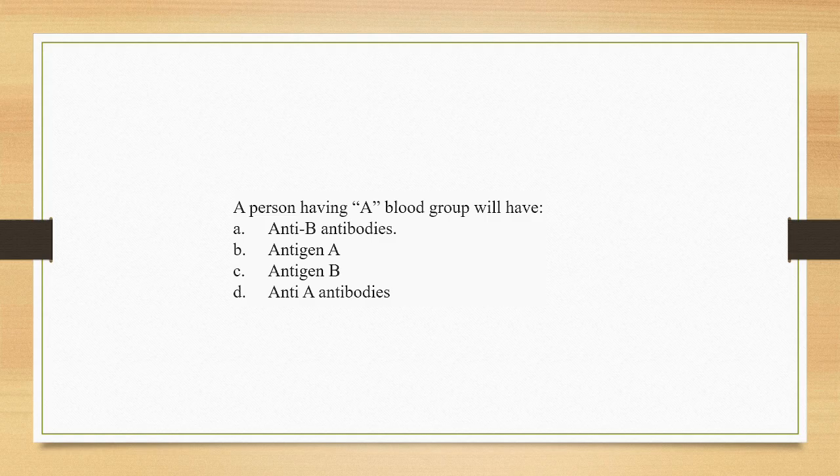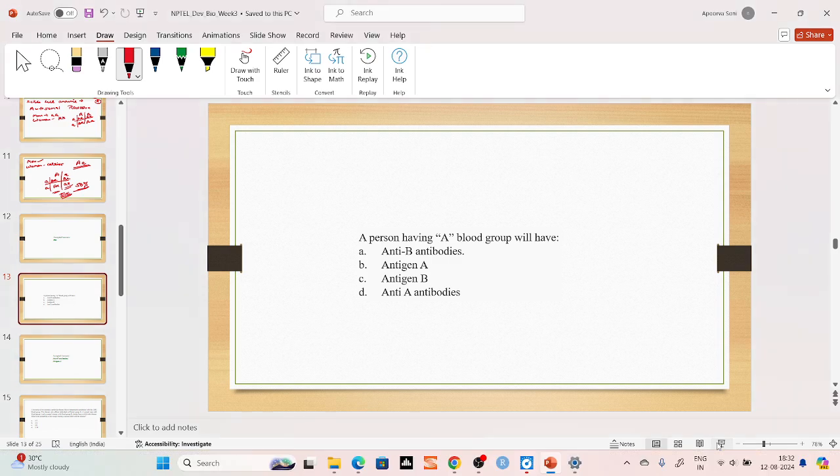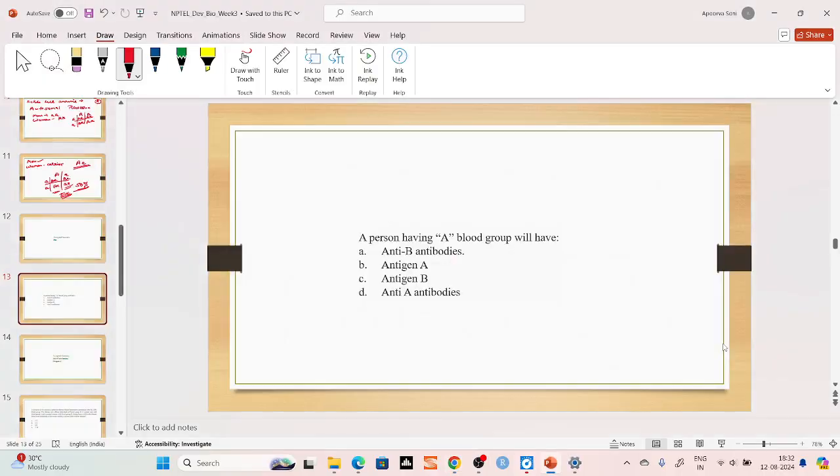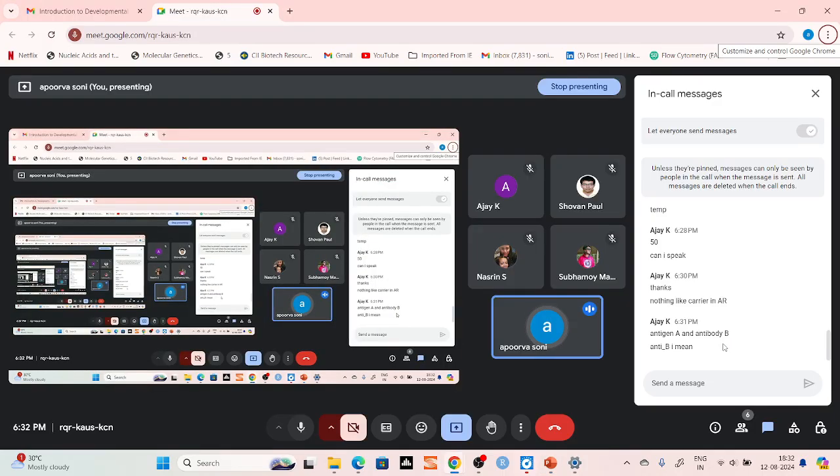Okay, now I'll switch the screen. The question is, a person having A blood group will have. See what you have answered. So Ajay has answered antigen A and anti B antibody. Correct. So Ajay has answered it very correctly.